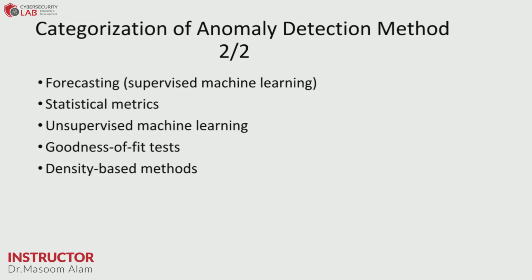Now, when we see it in security, there are 5 methods available. We have forecasting, which is a type of supervised machine learning. We have statistical metrics as well, which we will see how to use to remove anomalies within a dataset. Then we also have unsupervised machine learning, goodness of fit and density based methods for anomaly detection.